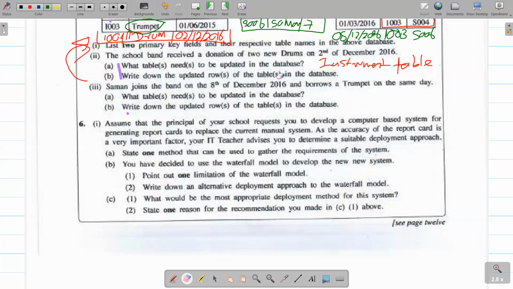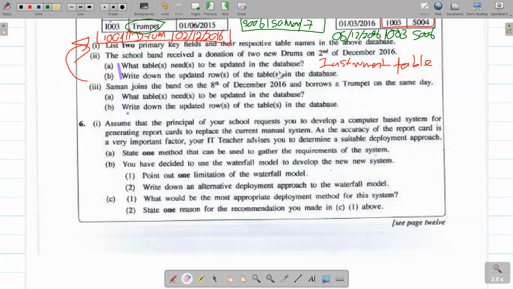They are asking to write down an alternative deployment approach to the waterfall. So, alternative. Like in your syllabus, the alternative one that you can see is the iterative incremental one. So we write that. There are different kinds of development models, like spiral. There are many, right? So for your knowledge, you can go with that.